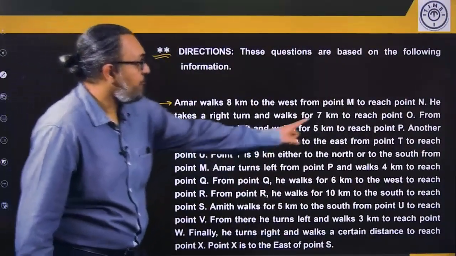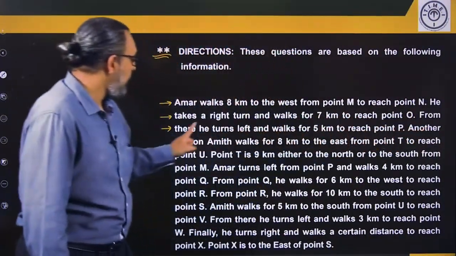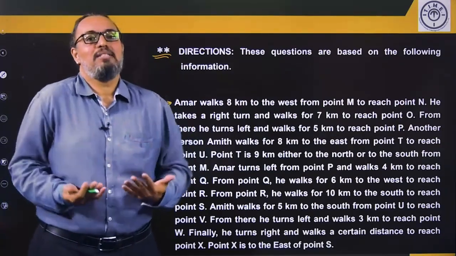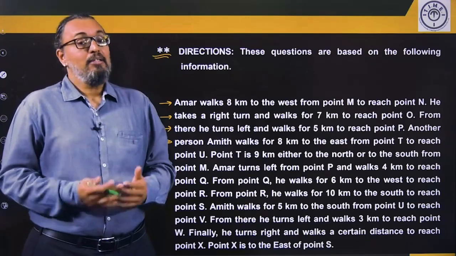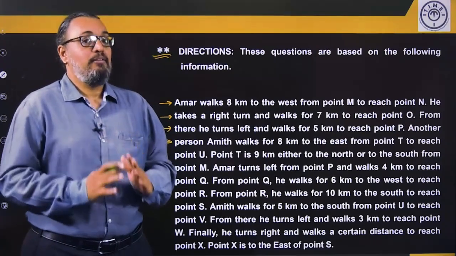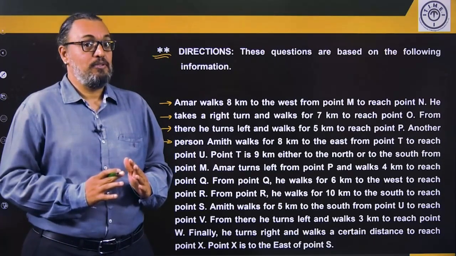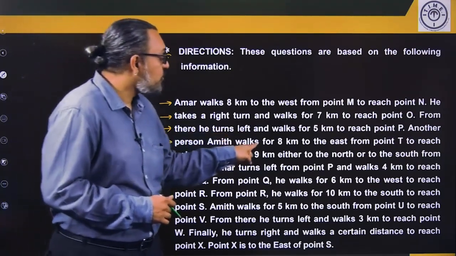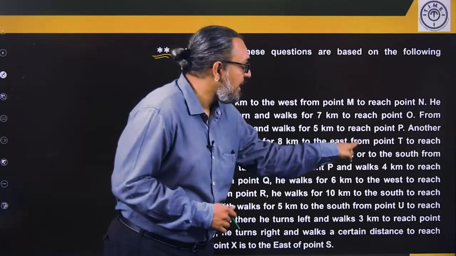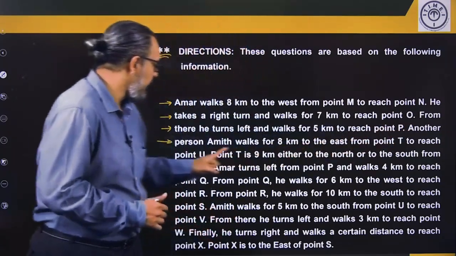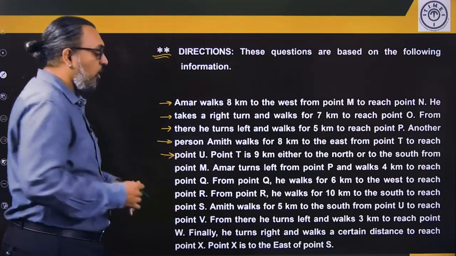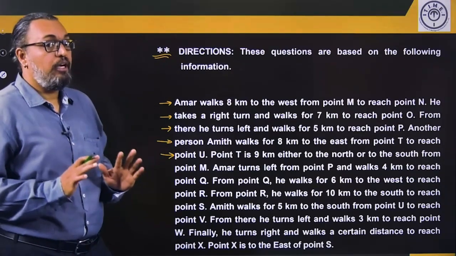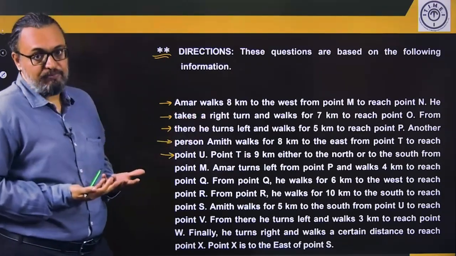Then, after P, what he says, another person, Amit. So this is how he will mix and match the information. Okay? You need to be very clear in your thought process, not to get confused. Now he's talking about another person, Amit, walks for 8 kilometers to the east from point T to reach point U. Now, do I know where T and U is? I don't know.